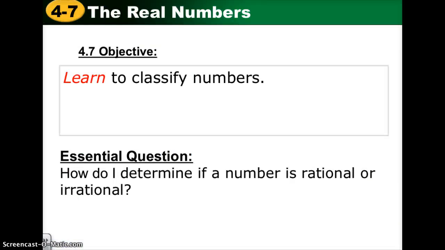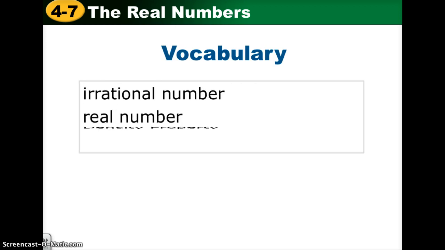Welcome to Chapter 4, Section 7. Here we're going to learn to classify numbers, and specifically we're going to find out how I determine if a number is rational or irrational. Vocabulary: irrational number, real number, and the density property.